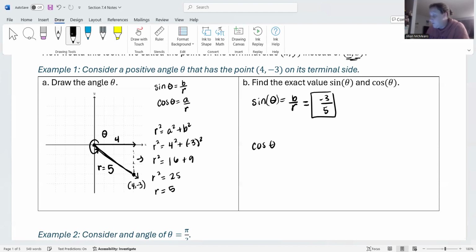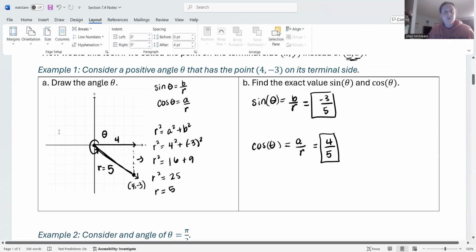Now, cosine of theta, we are told from that definition, is a over r. Well, we know from this ordered pair a is 4. We just found that r is 5. So cosine of theta would be 4/5. We're going to end up doing a lot of this where we draw these angles, but we really just build a right triangle between the angle and the x-axis.